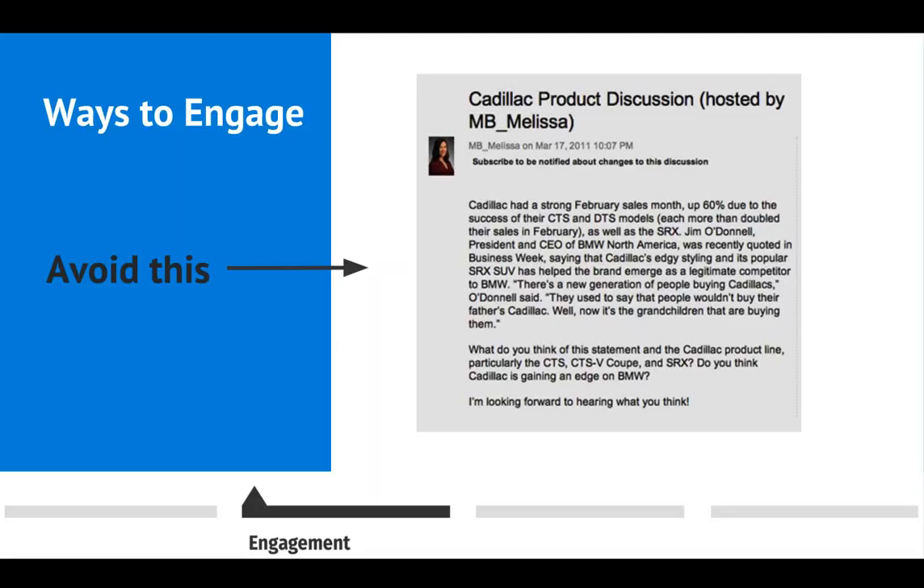They post a discussion saying something like, Cadillac had a really strong February sales month, up 60% due to this, blah, blah. No one cares about discussions like this because it doesn't sound like a human being. And the key thing about any type of community is that people want to feel like they're talking to other people. And that's going to be really difficult if we post discussions that sound like they're being created by a customer service department that accidentally stumbled into the marketing department and then had to go through a whole legal gladiator combat to get that posted. So we want to avoid discussions like these.